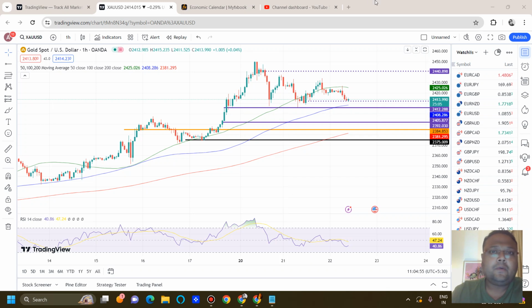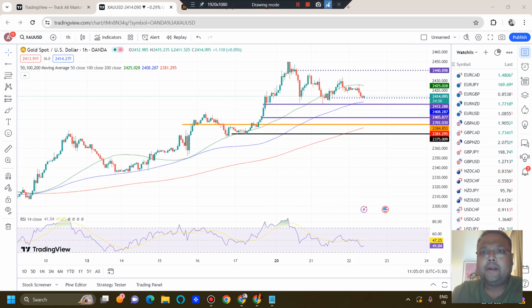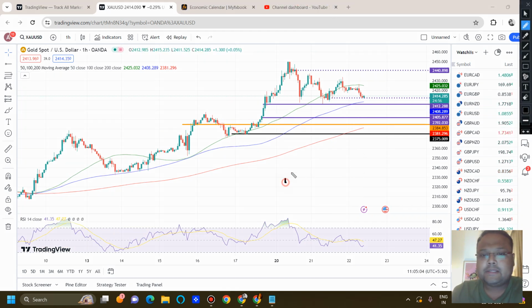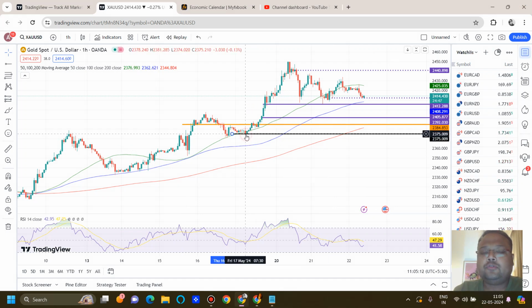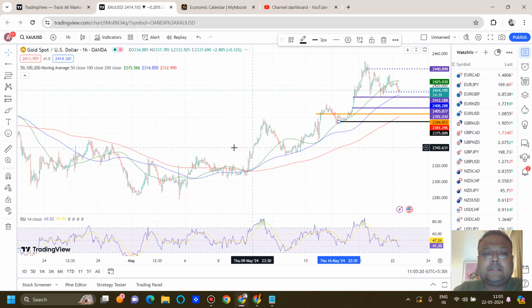Now today is a market where level to level trading will be the best solution for you. So where is the best support then? We have the best support around 2375, the level that we discussed yesterday, the black line that is drawn here. 2375 because of addition of contracts, and moreover this is the level from where market bounced previously. 2375 is the best level.